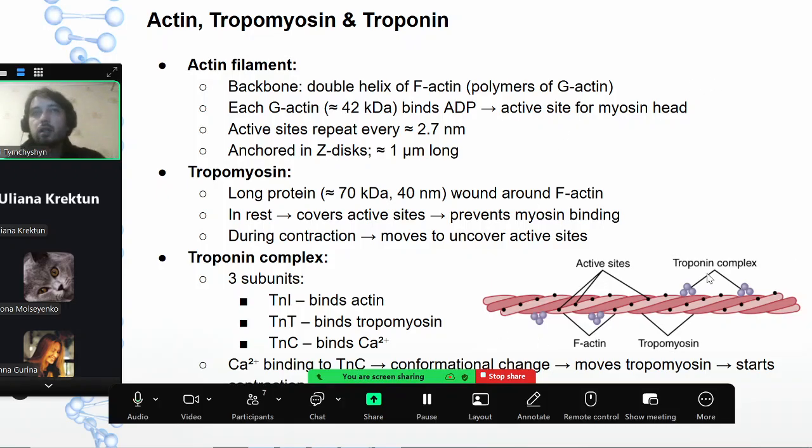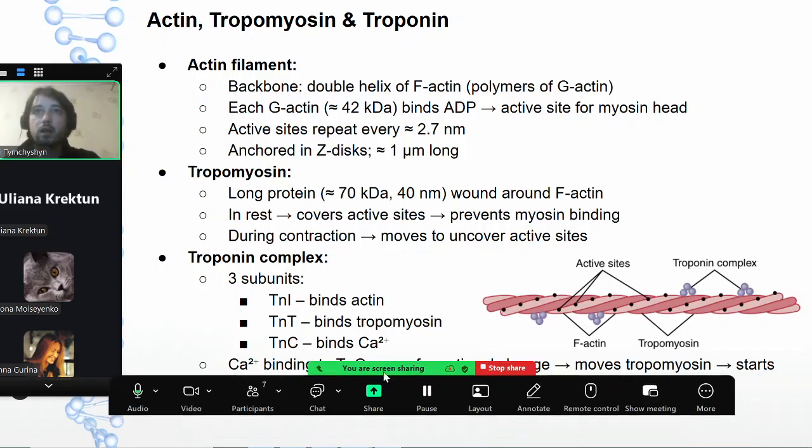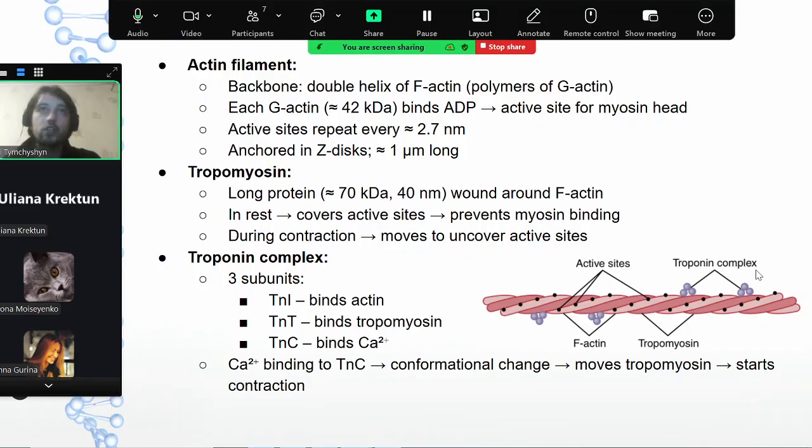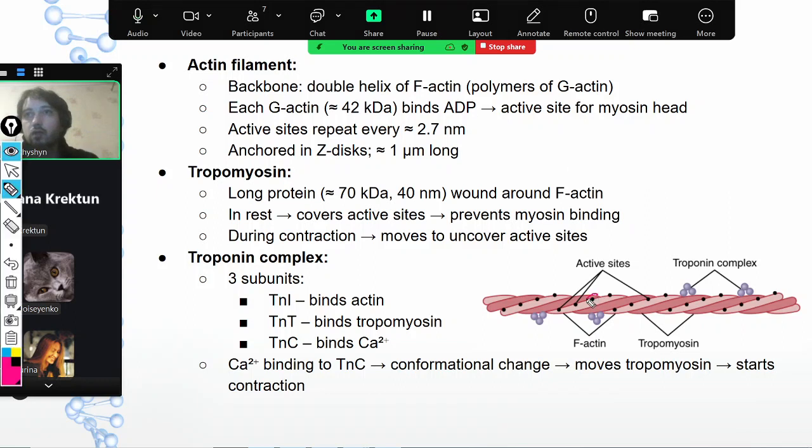So here you see the actin, tropomyosin, and troponin, and how they all interact. The actin filament backbone is a double helix of F-actin, which are polymers of G-actin. Each G-actin binds ADP that will become an active site for connecting with the myosin head. The active sites repeat every 2.7 nanometers, and they are anchored in Z disks.